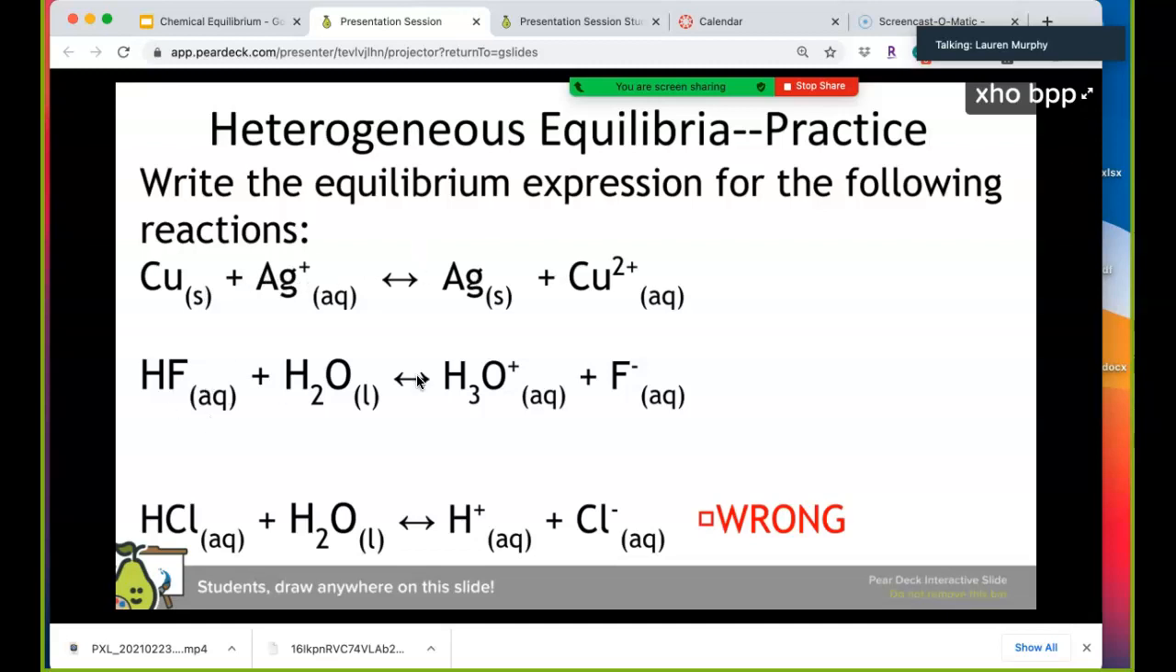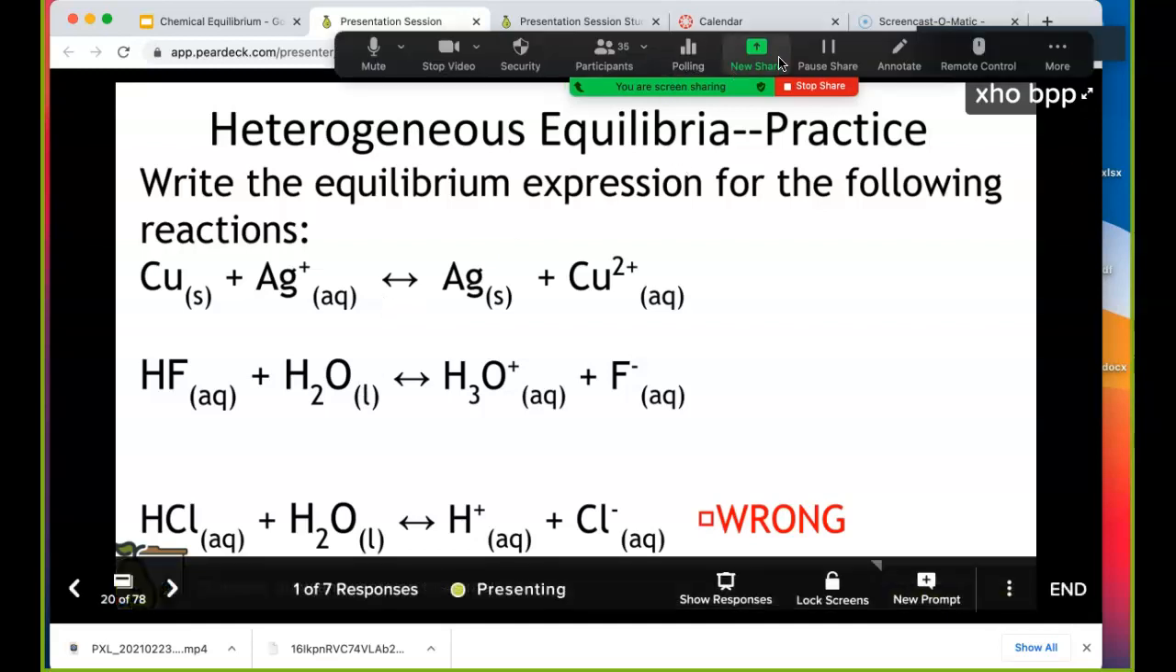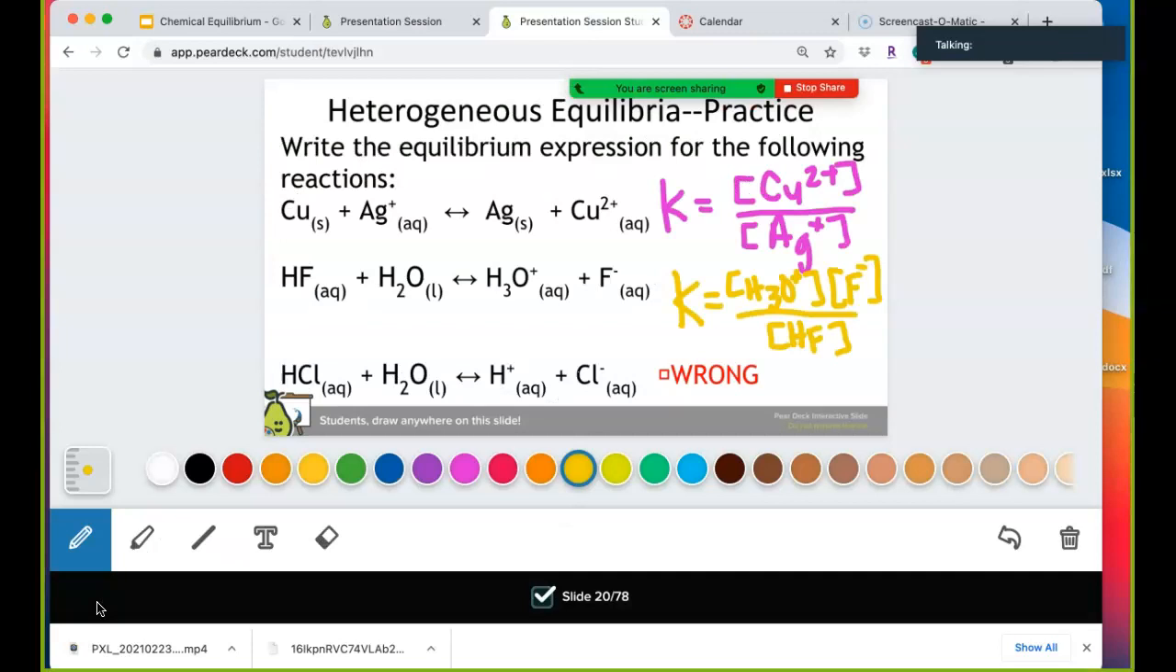This one I have aqueous and liquid. There's more than one state of matter, which is why they're calling them heterogeneous. They're not all the same states of matter. So I'll give you a moment to try to write equilibrium expressions for these guys. So notice I omitted solid copper and solid silver from the first one because they're solids. And then the second one I left out the water because it's a liquid.